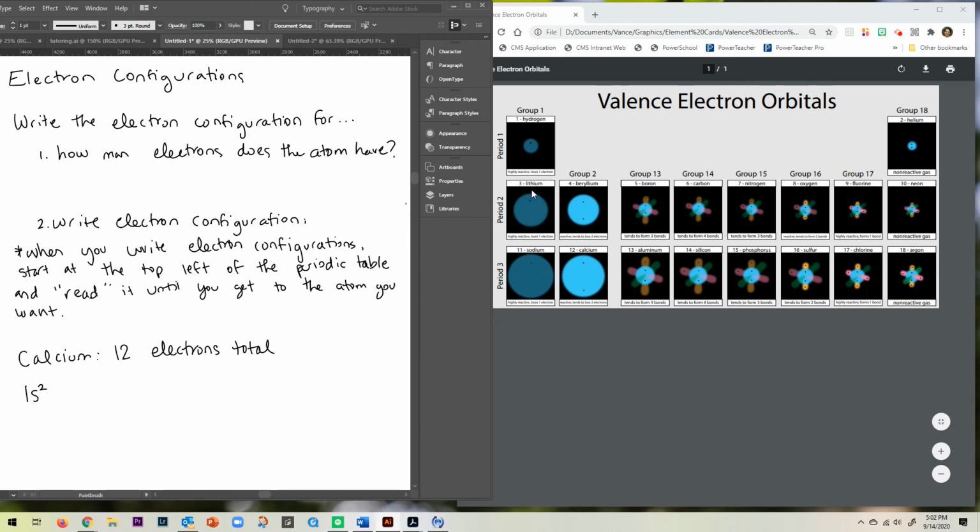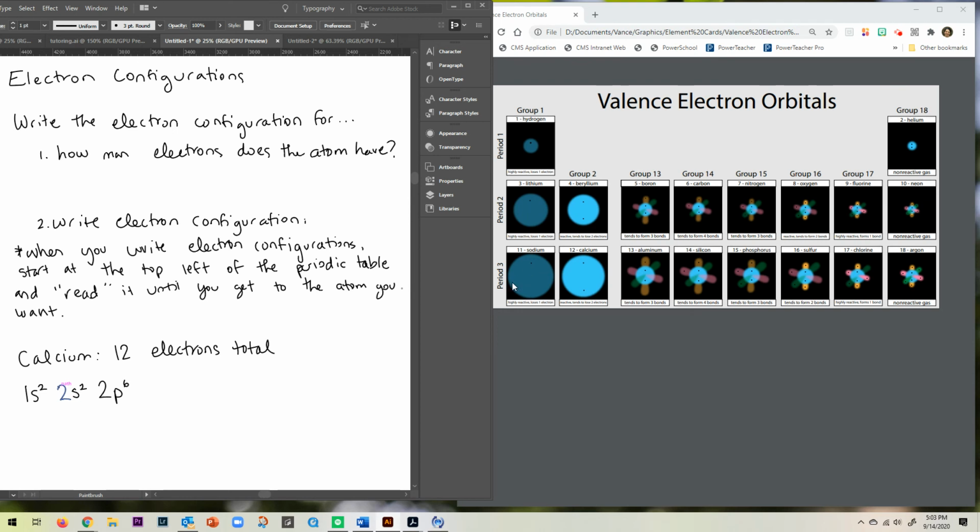So I keep reading from left to right. I haven't gotten to calcium yet, and I filled up my s orbital. So I'm going to write 2s2. I filled up my s orbital. And then I keep going. I'm filling up p orbitals. I'm going to read all the way to the end because I still haven't gotten to calcium. I filled all my p orbitals. That's 1, 2, 3, 4, 5, 6 electrons. So I'm going to write 2p6. I'm still not done.